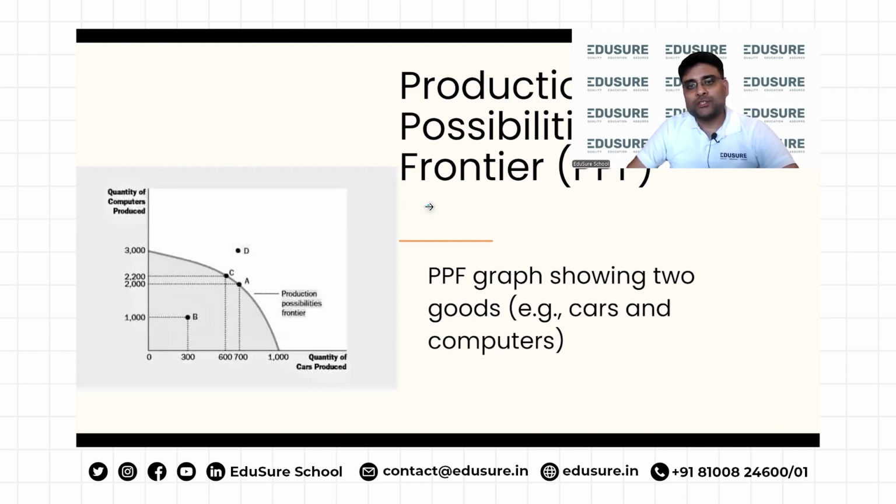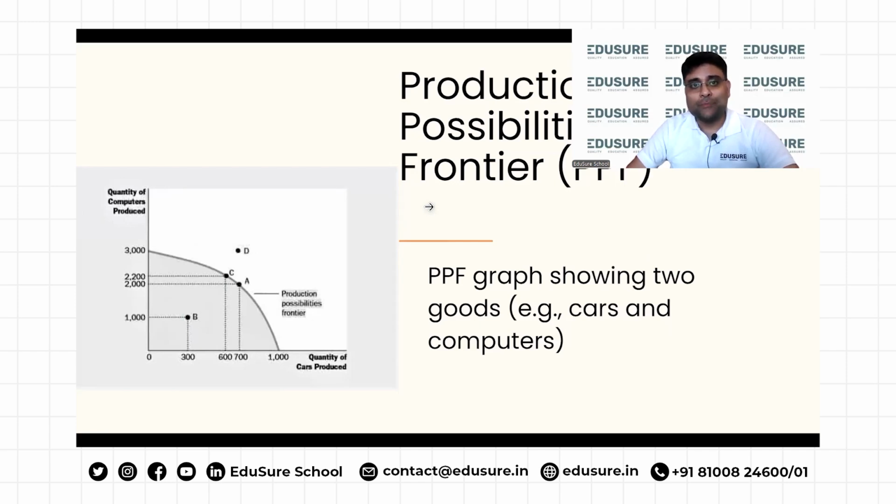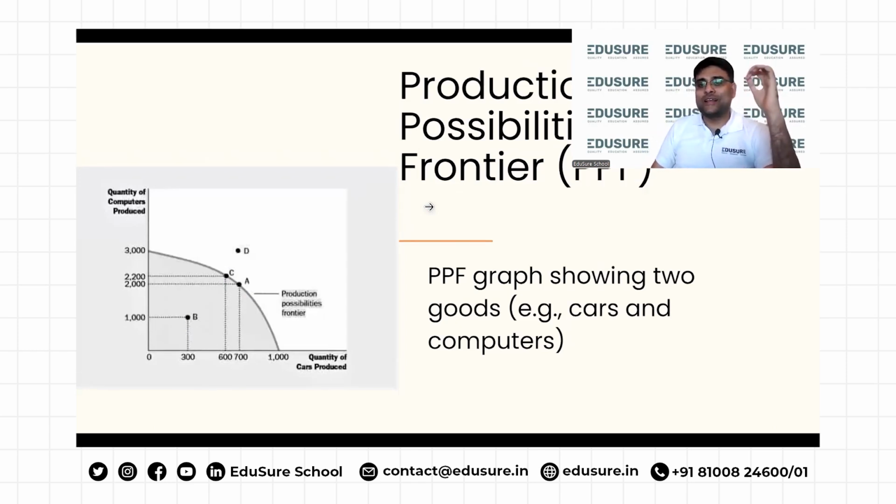Okay, so production at point D is not possible. Production at points C and A is efficient. Okay, and production at point B, for Bombay, is inefficient. This means that the economy is producing less than it can from the resources available. If the source of the inefficiency is eliminated, the economy can increase the production of both goods.